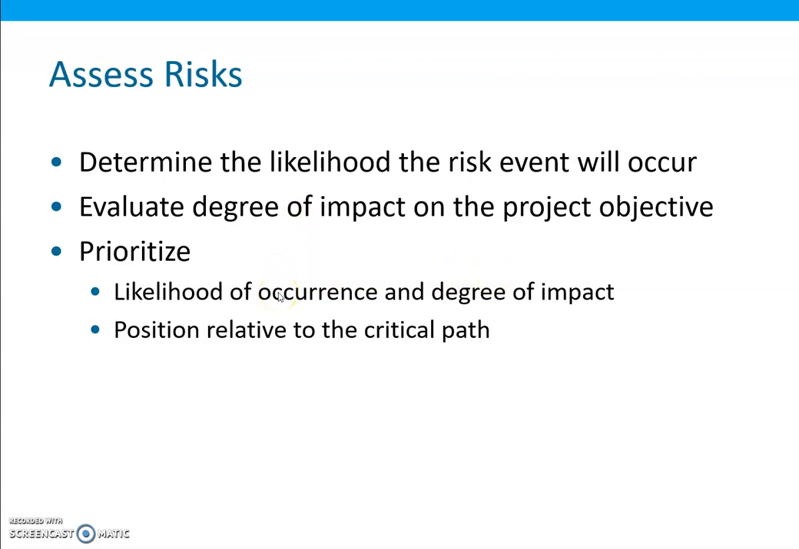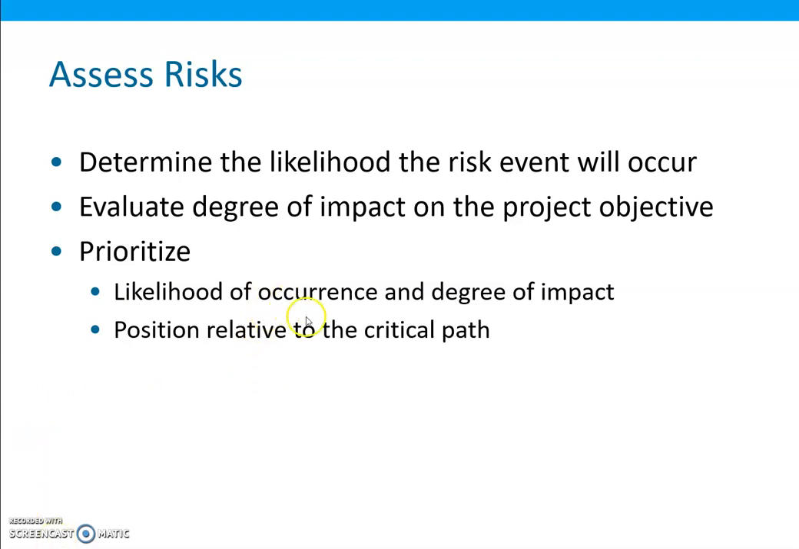Based on the likelihood of occurrence and degree of impact, the risks can then be prioritized. For example, those with a high likelihood of occurrence and a high degree of impact should be assigned a higher priority for more serious consideration than risks that have a low likelihood of occurrence and a low degree of impact. Another factor to consider in prioritizing risks is whether a risk is related to activities that are on critical paths. If so, perhaps such risks should be given higher priority, because if the risk occurs, it would have a greater impact on the schedule than if it was associated with activities on a path that has a large positive value of total slack.